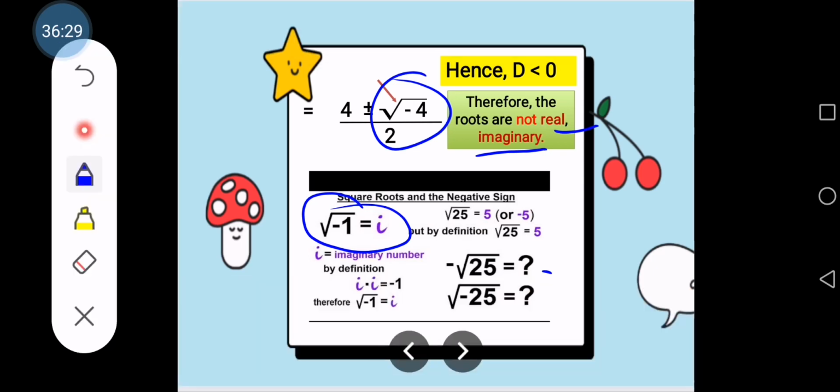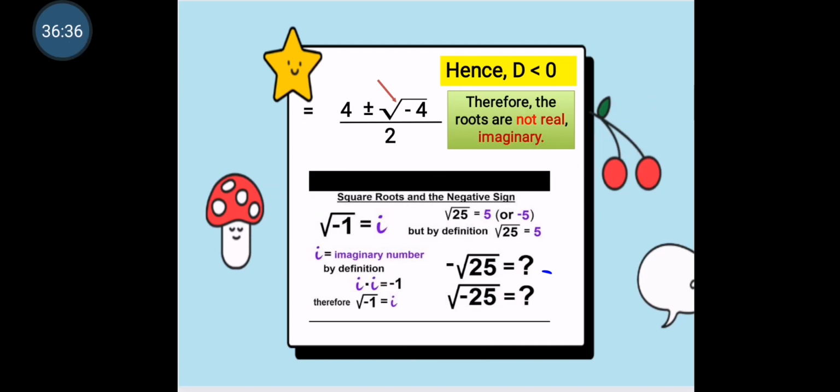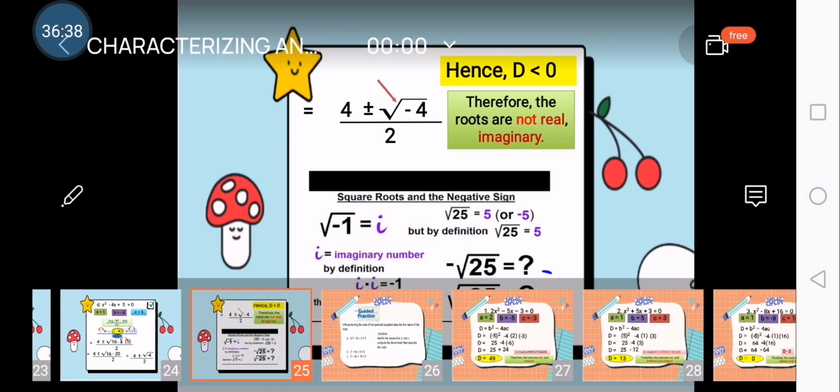Okay? So, sana naintindihan po ninyo ang iba't ibang klase ng roots ng quadratic equation.